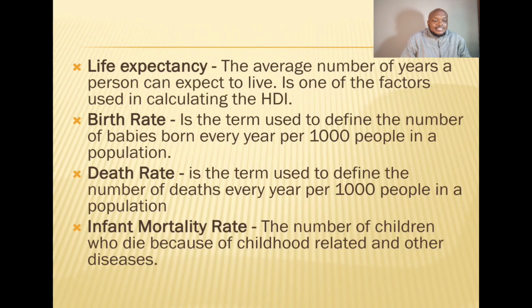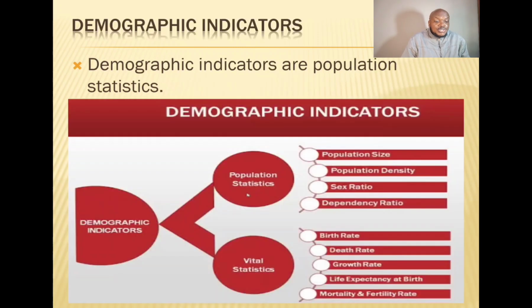And then the death rate is the term used to define the number of deaths every year per 1,000 people in a population. In this case, countries that are more developed, that are doing well economically, have a low death rate. But countries that are not doing well economically, the poor, less economically developed countries, have a high death rate because life expectancy is also lower, because of the things that we have discussed earlier. Infant mortality rate is the number of children who die because of childhood-related and other diseases.